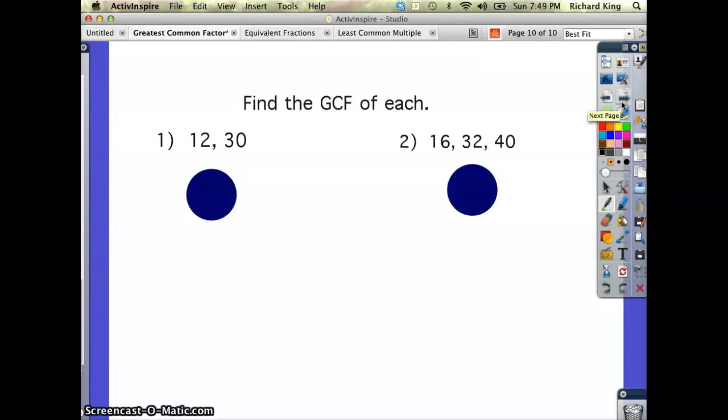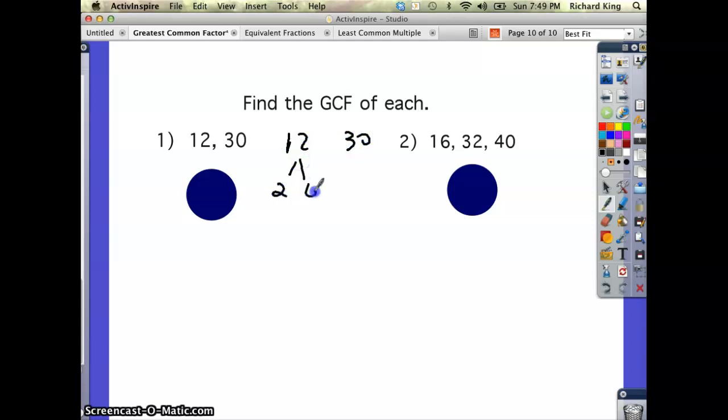So let's do a couple of examples here. We'll do it a couple of ways. Again, listing the factors is a tough way, especially when you get larger numbers. So I would recommend either prime factorization or the birthday cake method. And I'll do these both ways, starting with prime factorization of 12 and 30.